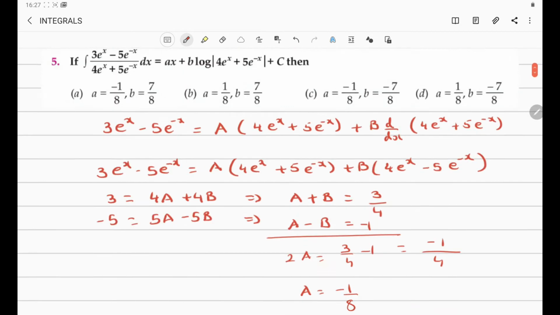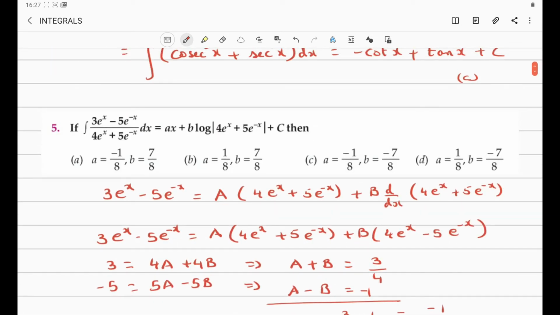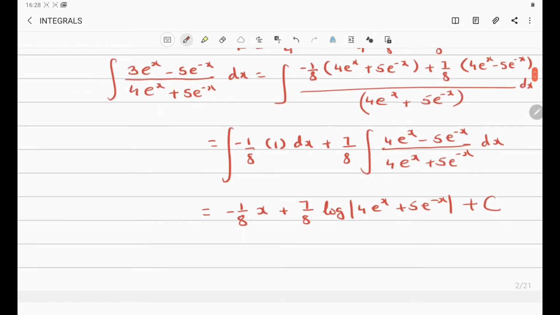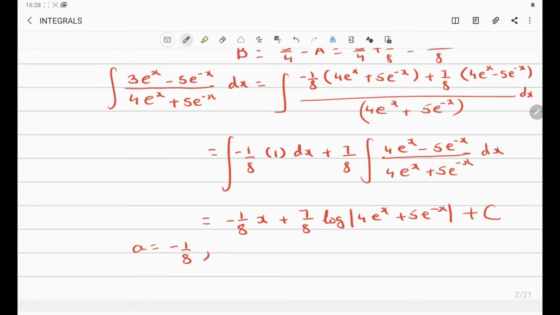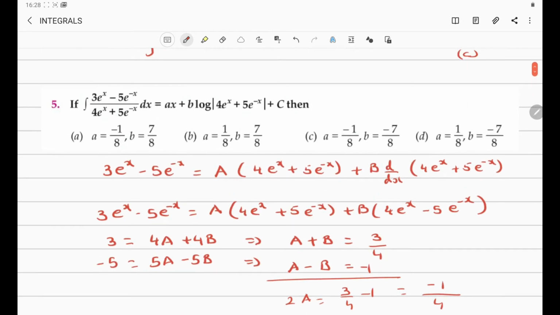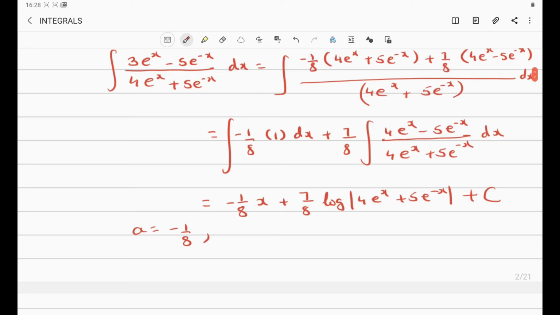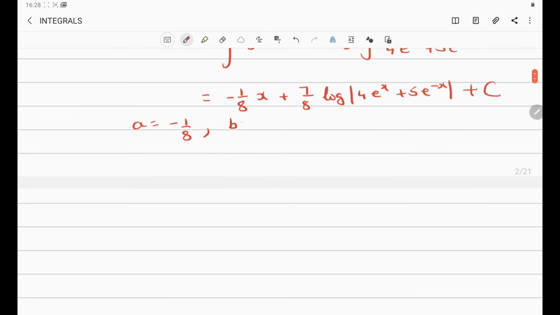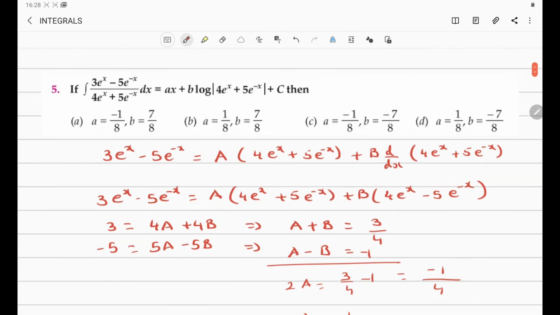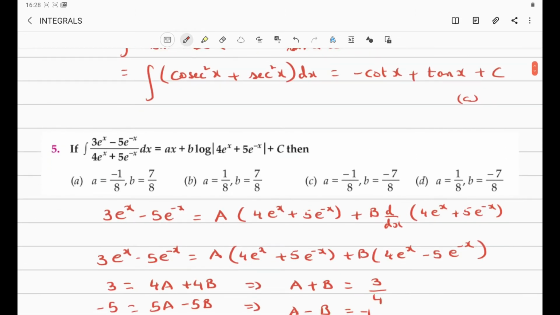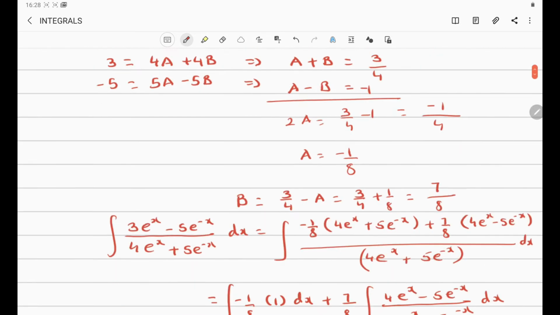So, according to the problem we need ax. In place of a we have minus 1 by 8. So, the value of a we got is minus 1 by 8, and here we could observe that we got b log mod 4e^x plus 5e^(-x). So, the value of b which we obtained is 7 by 8. So, a equal to minus 1 by 8, b equal to 7 by 8. So, option A is the right choice.